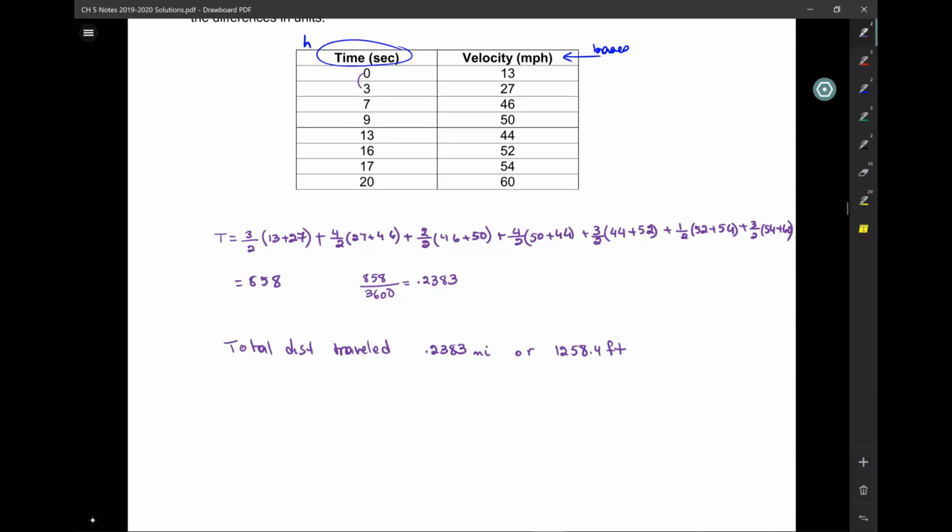And then the average velocity, again, you would just add and divide if it was like driving and stopping, you know what I mean? But it's not this, it's continuous. It's a continuous function. Average velocity is 858 all over 20, 42.9 miles per hour.